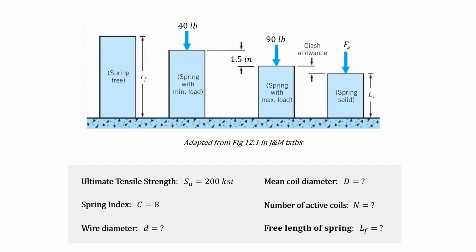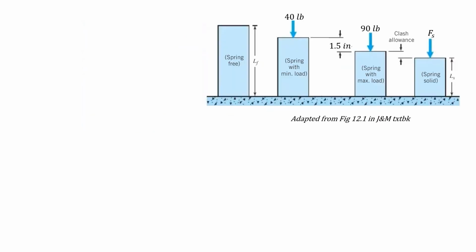So it's the difference between the length of the spring with the maximum load and the solid spring length. So you can see that difference there pretty clearly when we have the force of the solid and then our max load, we have that difference, which is our clash allowance here. And then we just have our knowns and unknowns. We know our ultimate tensile strength. We have the spring index from the question. The wire diameter is unknown. Same with the mean coil diameter, the number of active coils, and the free length of the spring are all unknown. So here we're just basically gathering all the information we have so that we can solve for the variables that the question's asking us for.